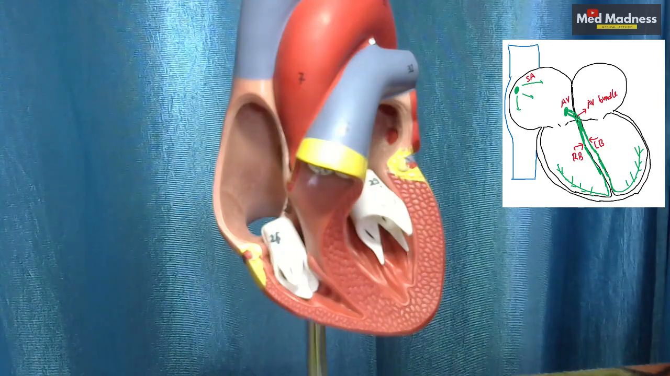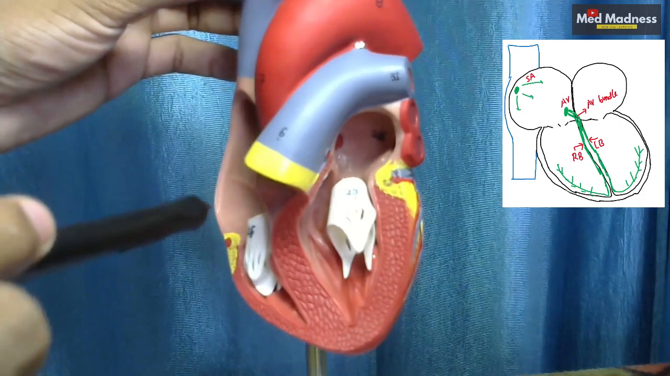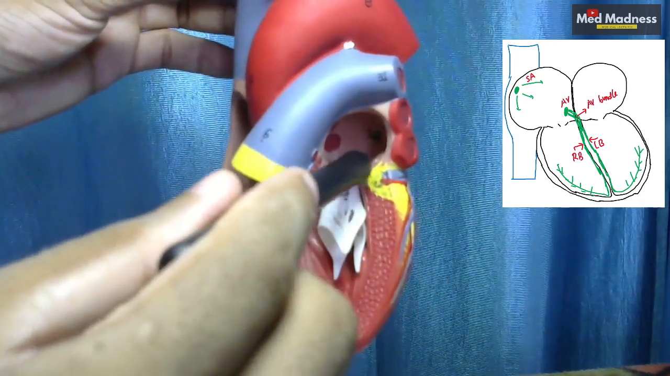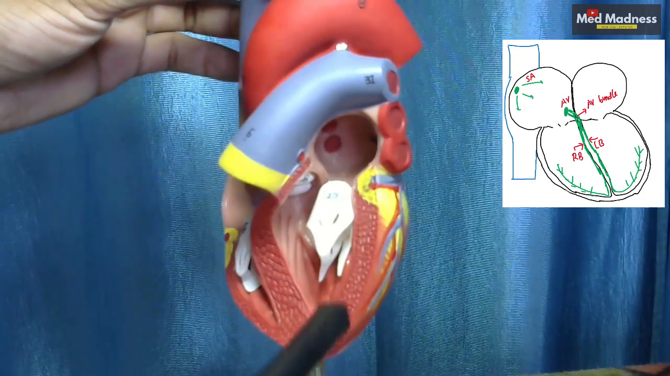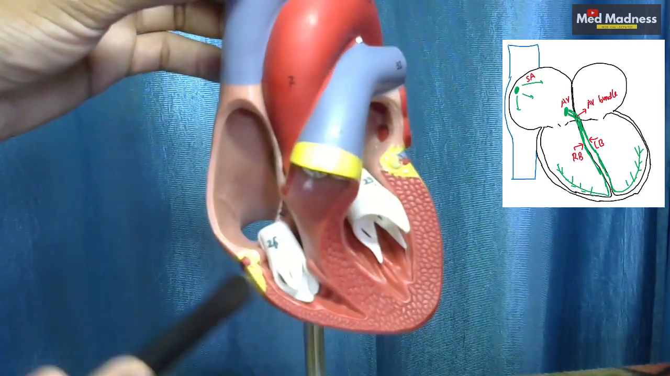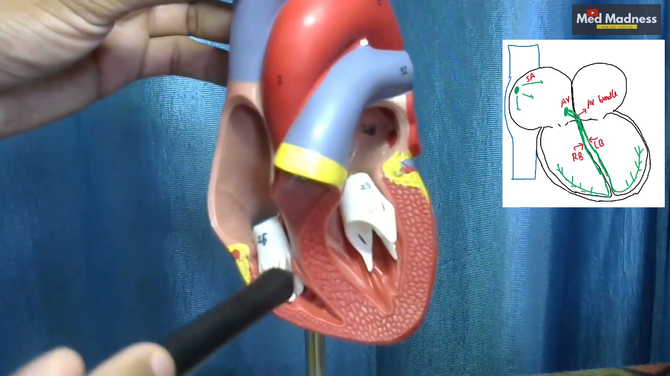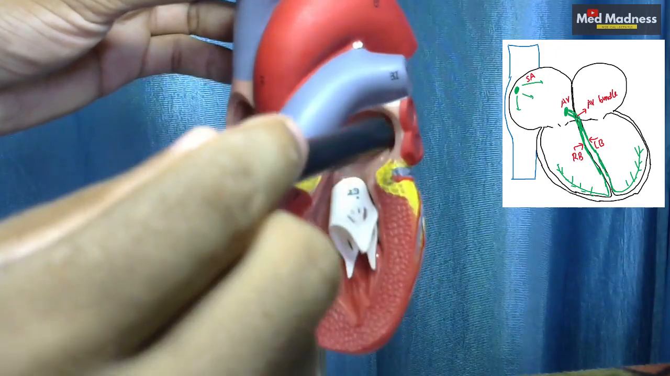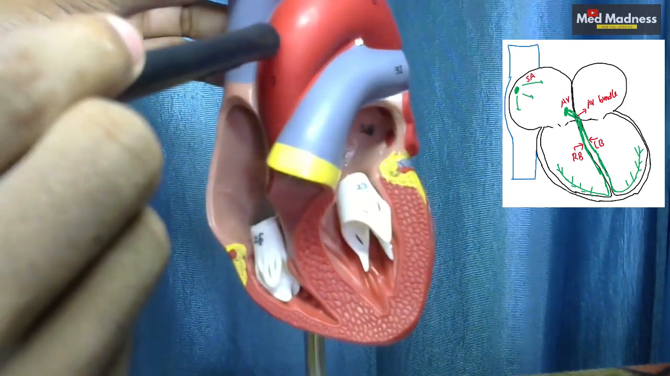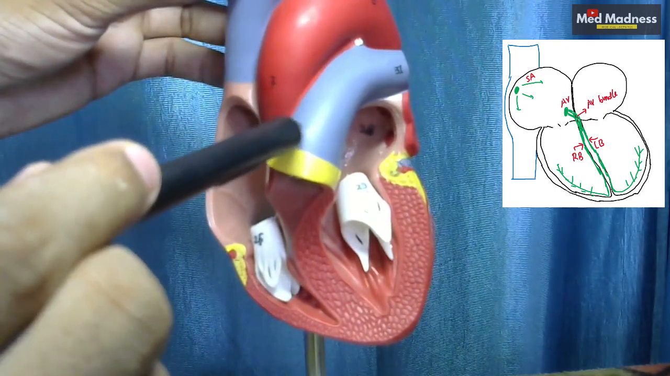So let's discuss the conduction system of the heart. In this heart model, here is your right atrium, here is your left atrium, the left ventricle and the right ventricle. When you see the heart, you can visualize the cardiac muscle cells that contract and pump the blood into your aorta, that is systemic circulation, and into your pulmonary circulation.